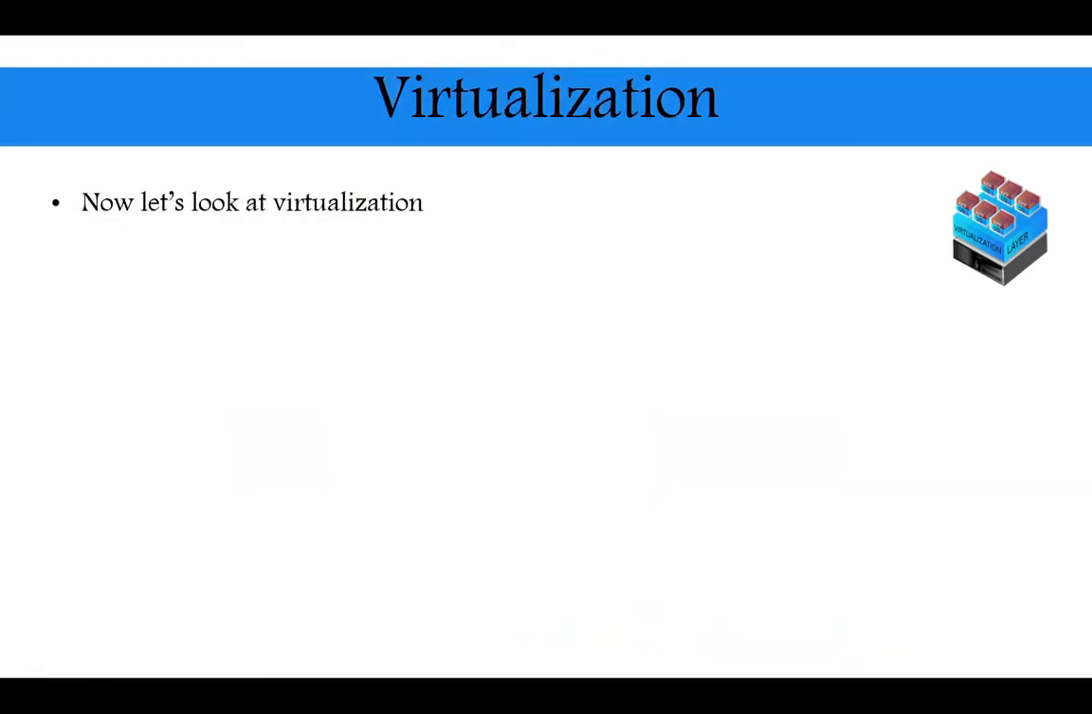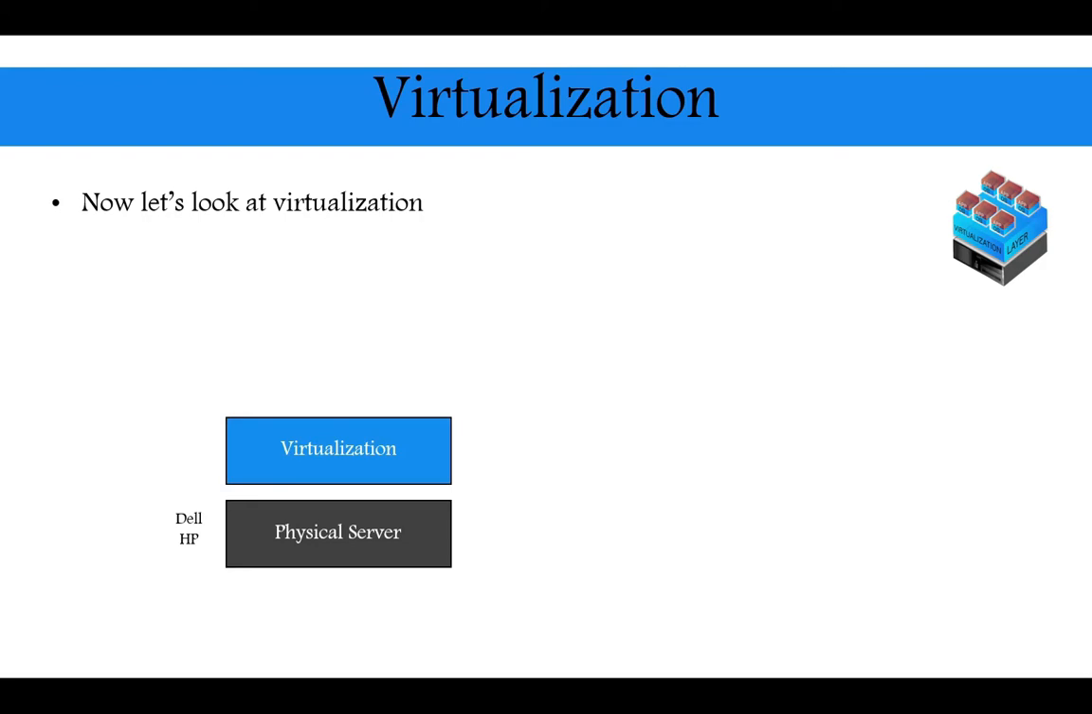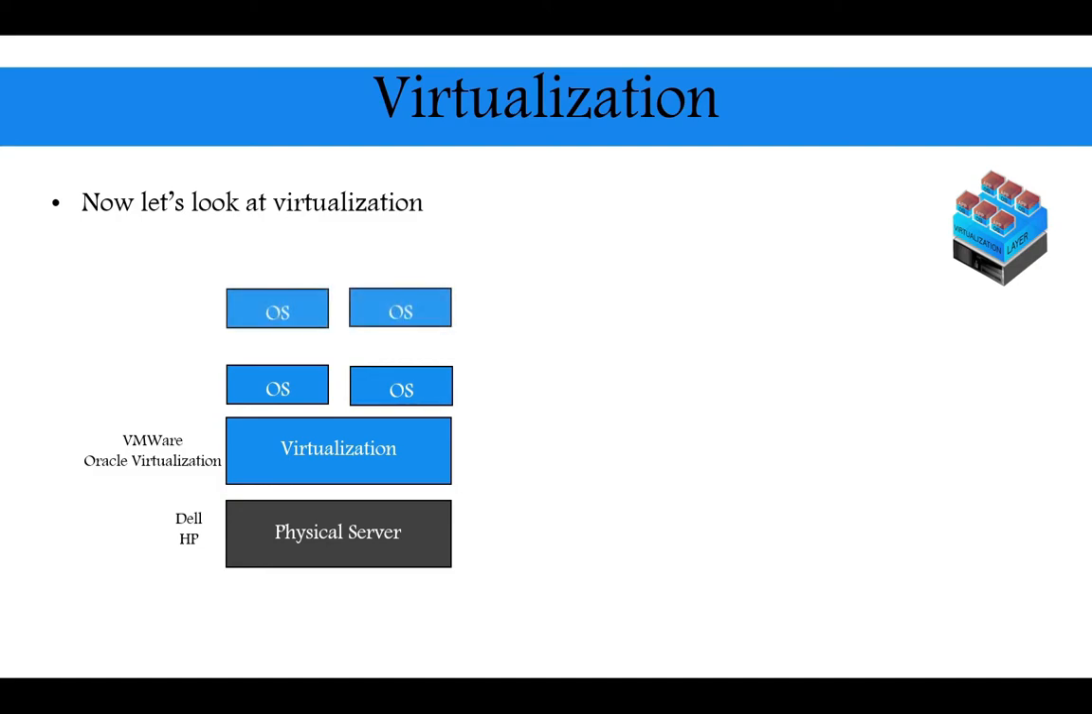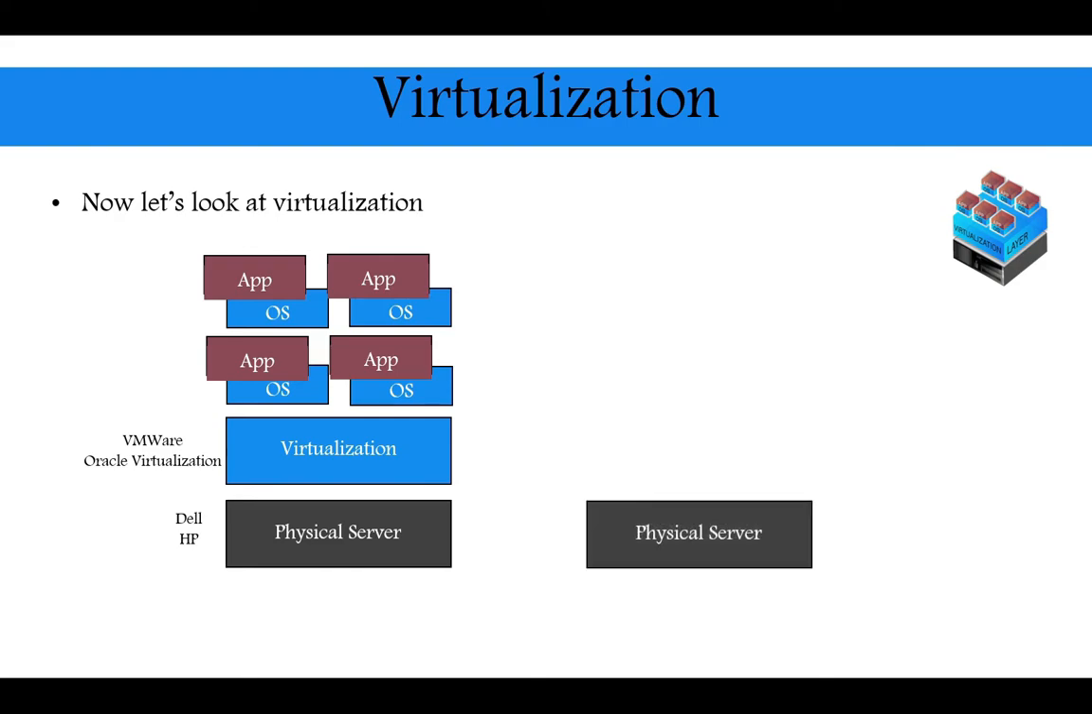So now let's look at virtualization. When virtualization came into being, what happened? There's a physical server, the same way, from Dell or HP, whoever the manufacturer is. Then you install a virtualization layer on top of it, from anywhere, like VMware or Oracle Virtualization. Then you install operating systems on it. You could install two, three, four, as many operating systems as you can, depending on the resources you have on the physical system. And on top of those operating systems, you have the applications running individually on each of those operating systems.